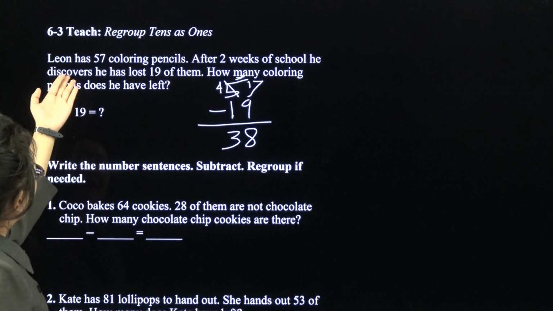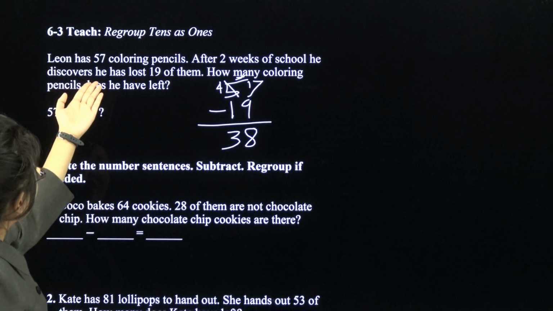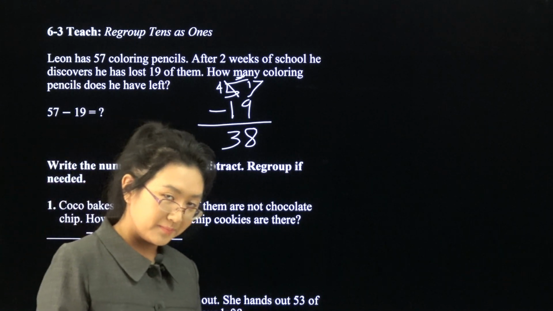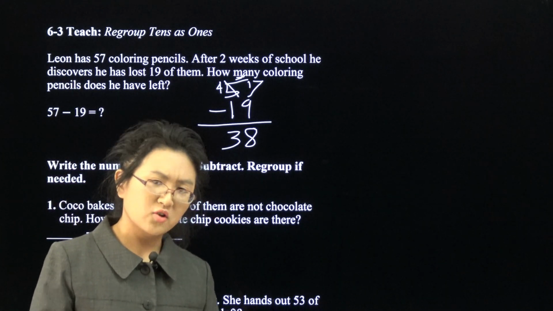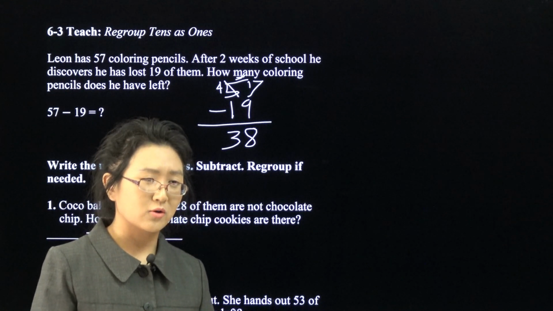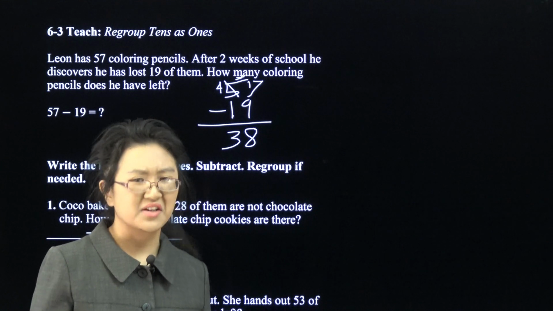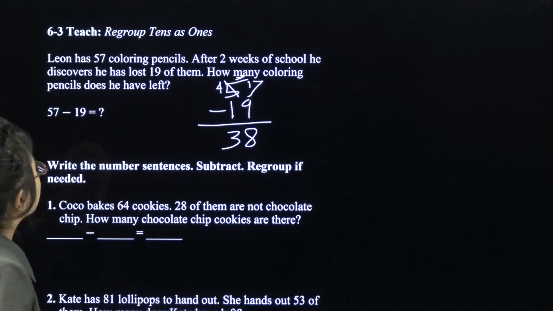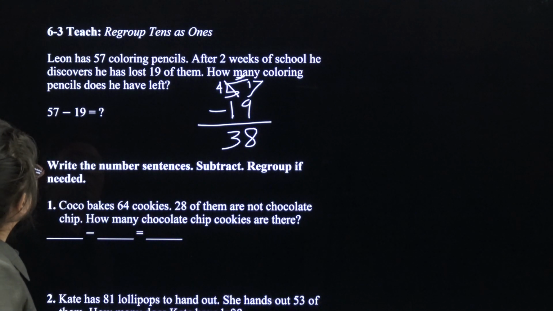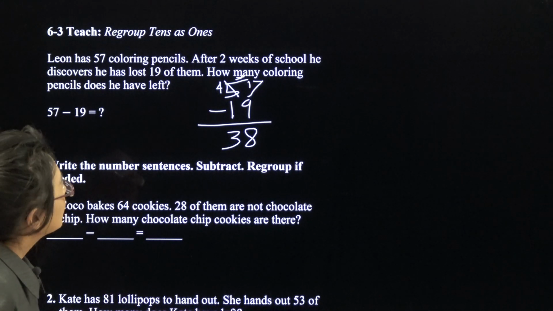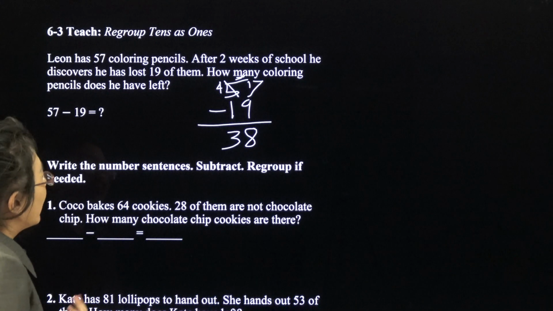So Leon originally has 57 coloring pencils. That's a really interesting number, because usually they sell them in packs of 24 or 48 or 50. Not 57. Maybe he lost a few. After 2 weeks of school, he discovers he has lost 19 of them. How many coloring pencils does he have left?